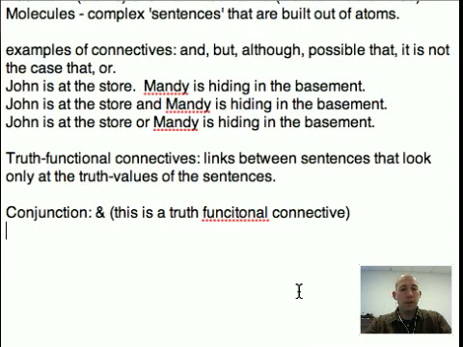Okay, so let's give some rules for this symbol, and then we'll look at whether or not it maps onto an English connective. So I'm going to introduce symbols here, P and Q. We can read it in English as "and," but when we say P and Q, what we mean is this ampersand symbol.